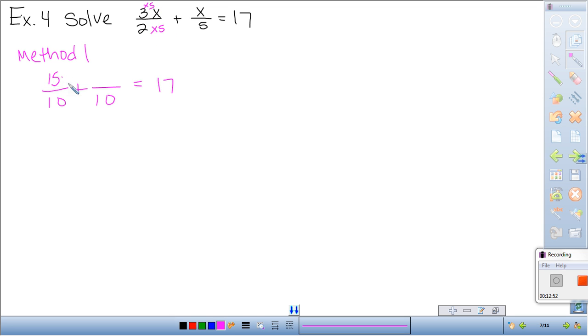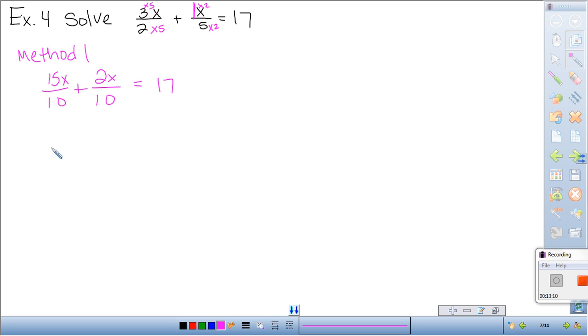X, don't forget your x. Over here I multiplied 5 times 2. So remember that there's this imaginary 1 in front of your x. There's an imaginary 1 in front of all your variables that don't have coefficients. So I have to multiply 1 times 2 as well, which gives me 2x.